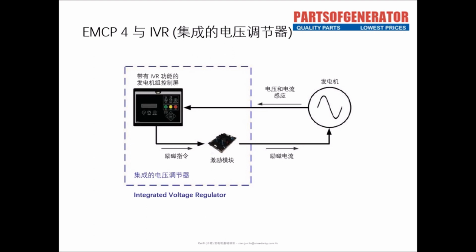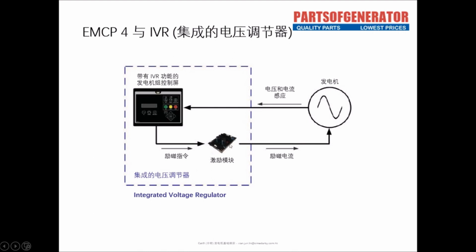Finally, the communication interface. This CDVR voltage regulator has a J1939 interface and an RS-232 interface. This interface is what we use for programming. Having introduced some AVRs before, we also want to introduce another form of AVR. This is called IVR, Integrated Automatic Voltage Regulator.